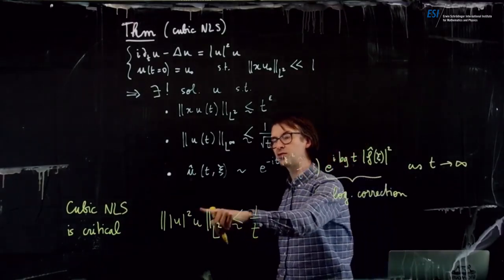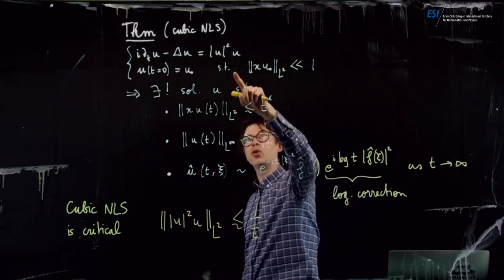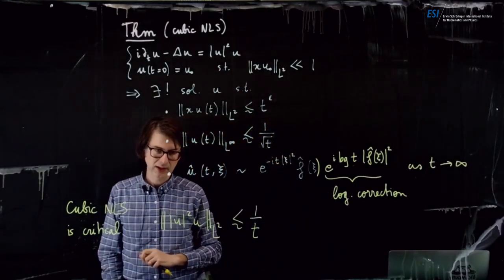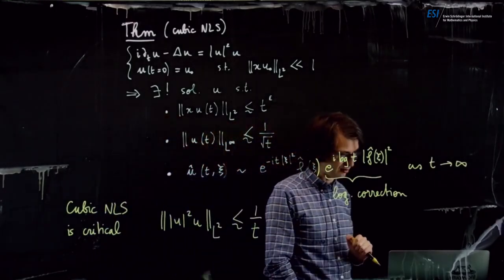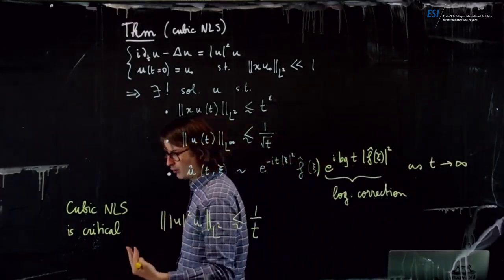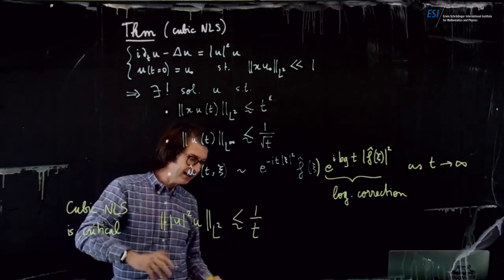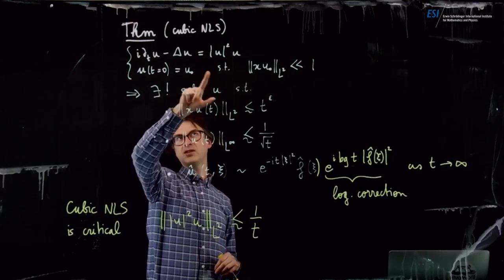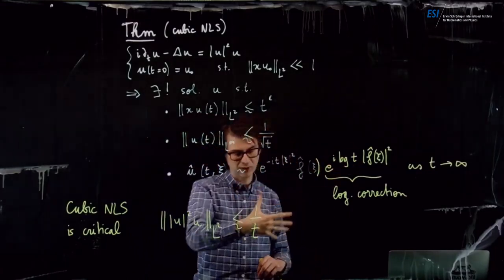So it means that even if things decay as much as you can hope for, you cannot simply absorb the nonlinear term in the linear term. I should say the quintic equation is a bit of an academic problem, but the cubic equation is really relevant physically. And if you look at any equation in 1D, one way or another, it's going to have an interaction that looks like that in it, and there is going to be a log correction for the large time behavior.